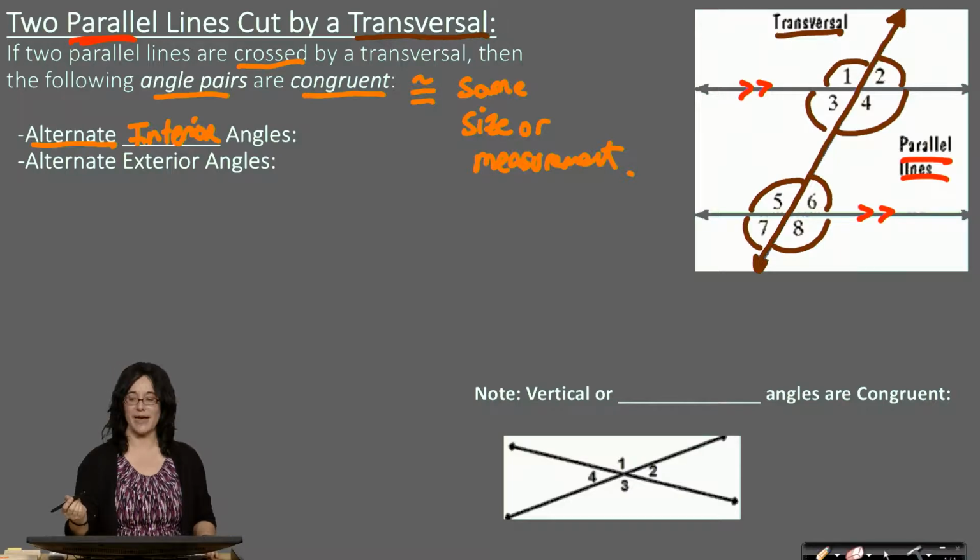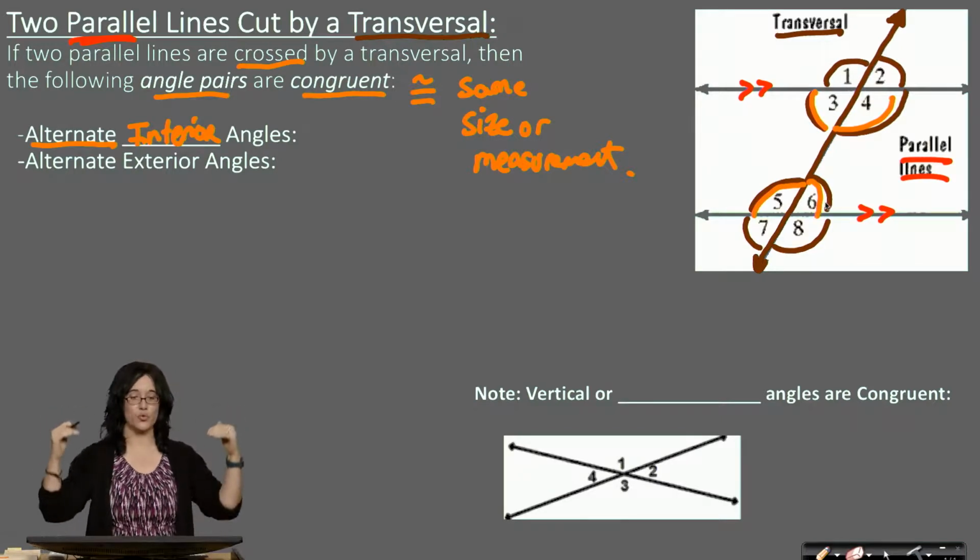What I mean by that for alternating interior angles is in between the two parallel lines, the angle 3 here, angle 4, angle 5, angle 6, those are all inside or in between the two parallel lines. So we would say those are our interior angles.